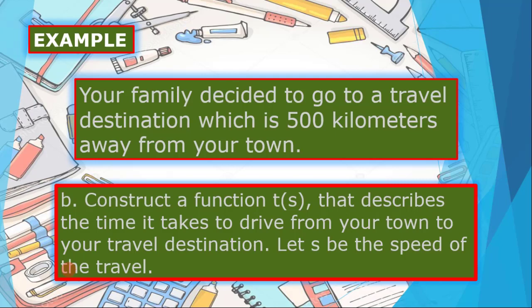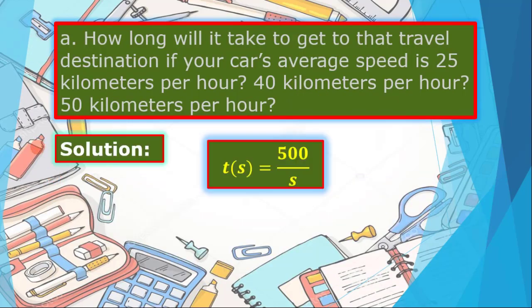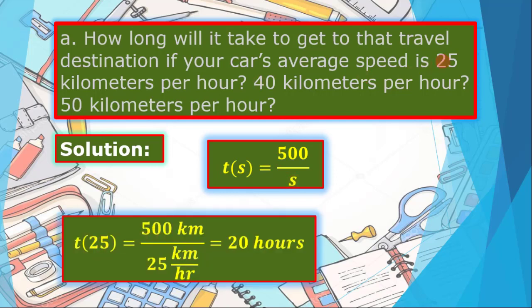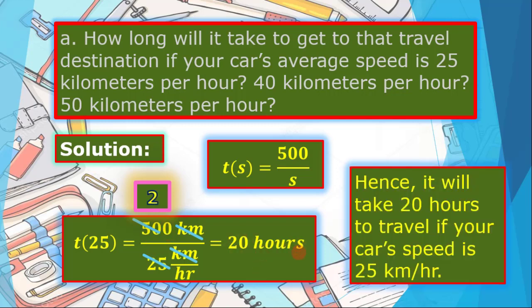So we let S be the speed of the travel. For the solution for letter A, we let this working function T of S equal 500 over S. Since we are asked to find T of 25, T of 25 is equal to, substituting 500 kilometers for the distance, 500 over 25 kilometers per hour. We cancel out the units. Then we have 50 and 25, that makes it 2, and we copy 0. So the answer is 20 hours for a speed of 25 kilometers per hour. Hence, it will take 20 hours to travel if your car's speed is 25 kilometers per hour.